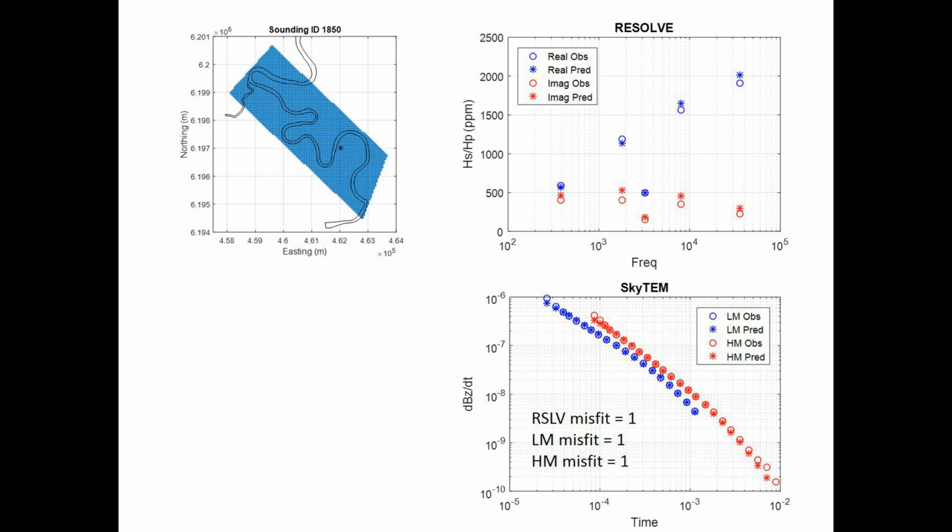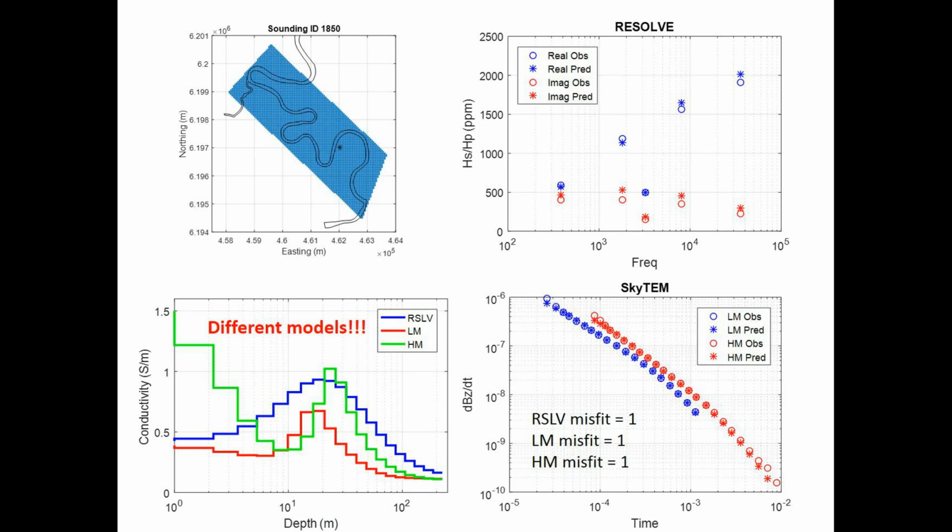So for the resolve, because we removed the highest frequency, now we only have 5 frequencies. They're all good. So all the misfits are down to 1 unit. That's perfect. And yeah, seems like everything is nicely fit. This is our recovered model.